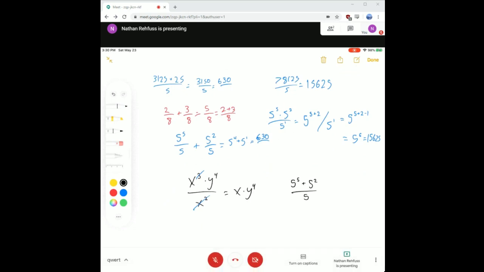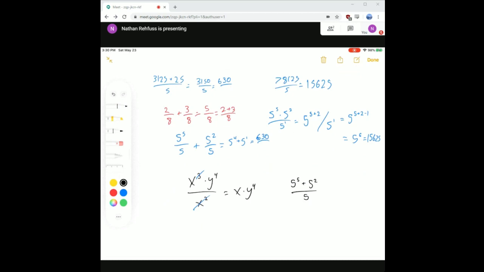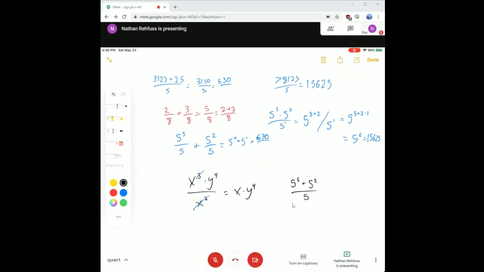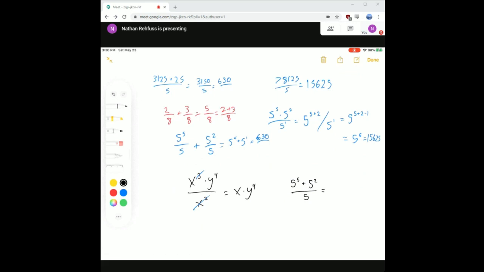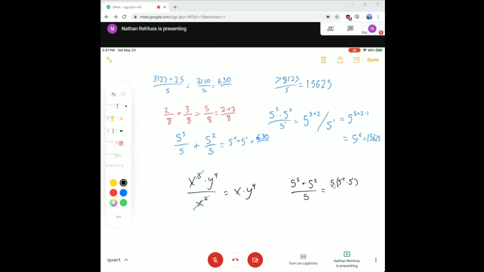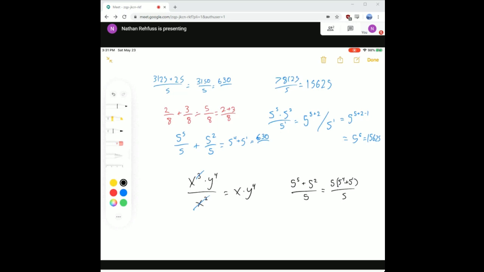Here's a long run around that to help it make more sense. Instead, I'm going to factor this 5 out of the numerator. So I'm going to say the numerator is equal to 5 times what? 5 to the 5th becomes a 5 to the 4th, and 5 squared becomes a 5 to the 1st. So that way, 5 times 5 to the 4th, if we distribute, that's 5 to the 5th. 5 times 5 to the 1st is 5 squared. It should be a plus, of course. So 5 times 5 to the 4th plus 5 times 5 to the 1st is 5 to the 5th plus 5 squared, all divided by 5.